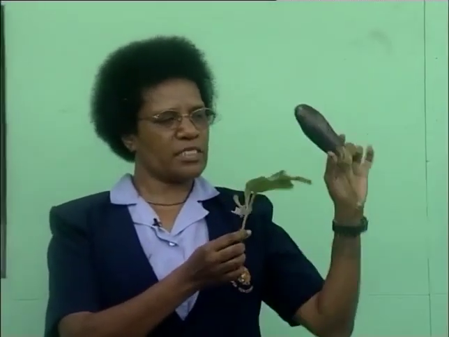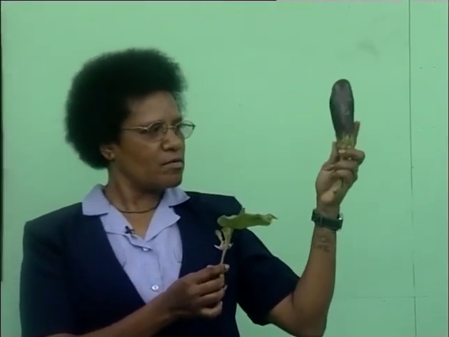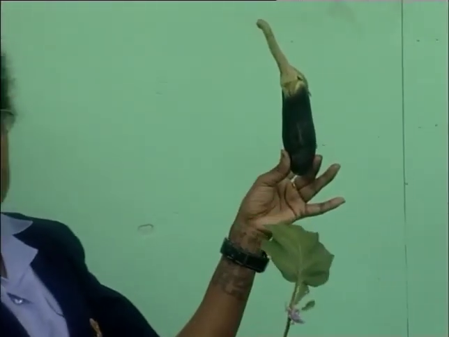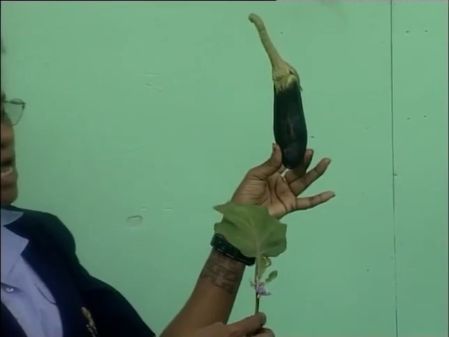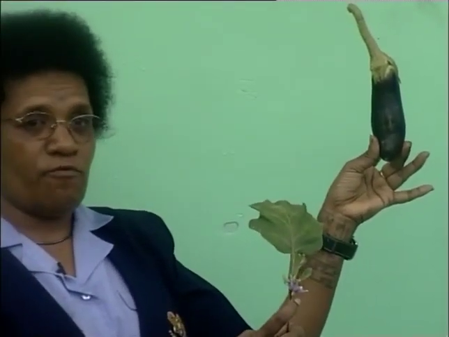Now, I have an example. You already know. What's this plant called? Eggplant. Okay, eggplant. So we have the flower. From the flower, we have this fruit or the seed.